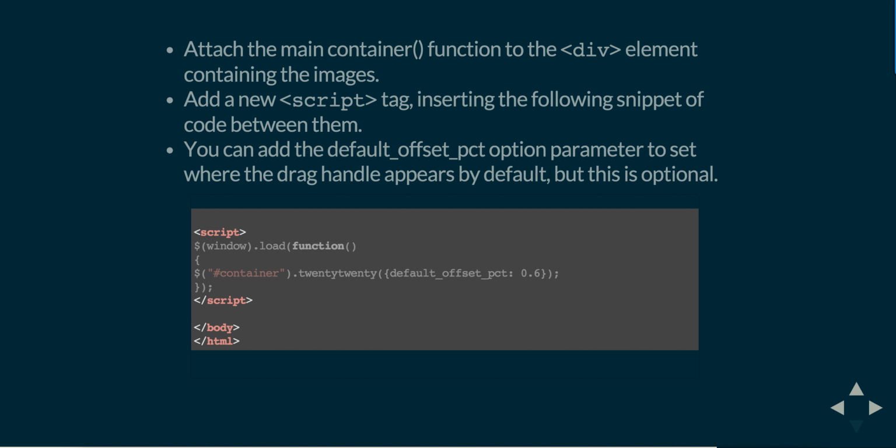Add a new script tag inserting the following snippet of code. You can add the default offset PCT option parameter to set where the drag handle appears by default, but this also is optional.